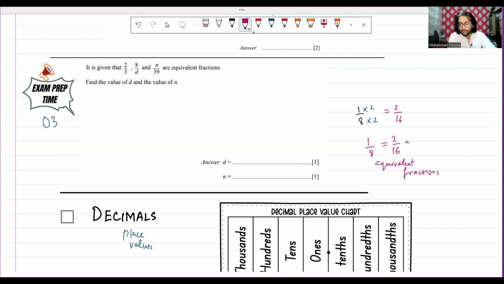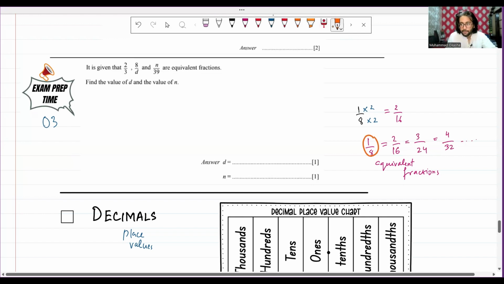For example, if I multiply both sides by 3, 1 times 3 would be 3, and it will be 24. I can multiply by 4, for example. 1 4 is 4, 8 4s are 32. I can just keep going on and on. All of them are equivalent fractions. They're all equivalent to each other. Fraction 1, fraction 2, fraction 3, fraction 4. I'll keep it written over here.